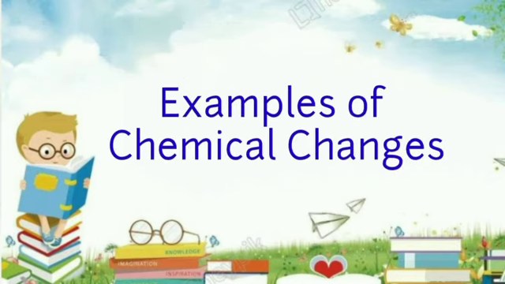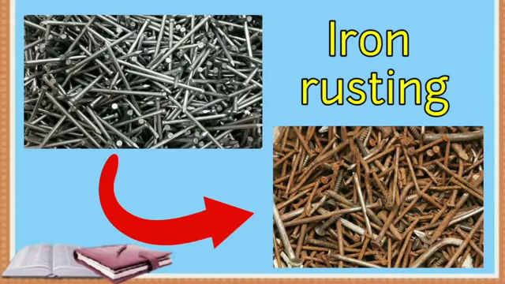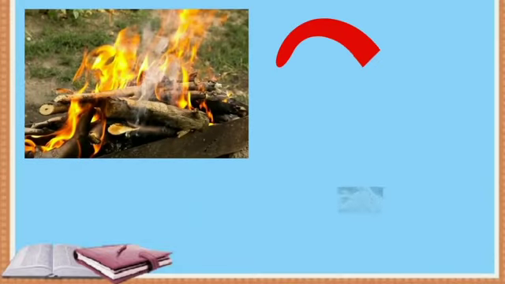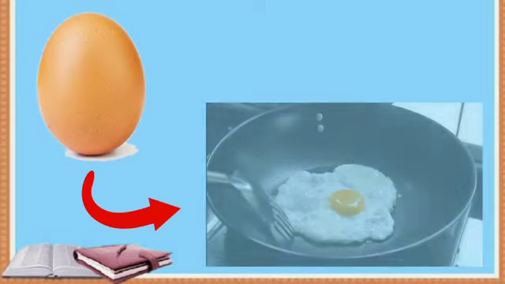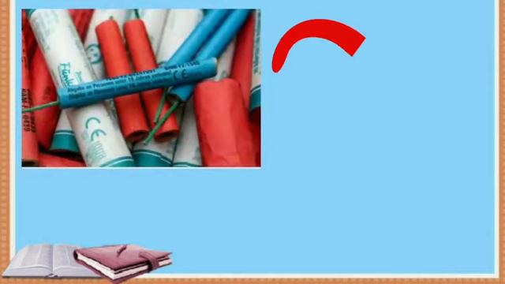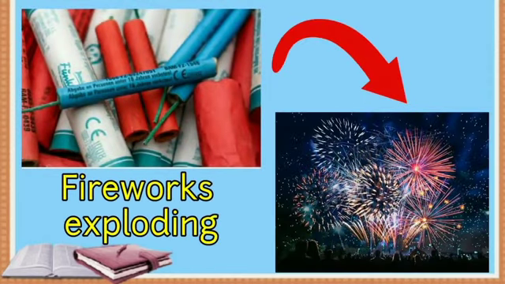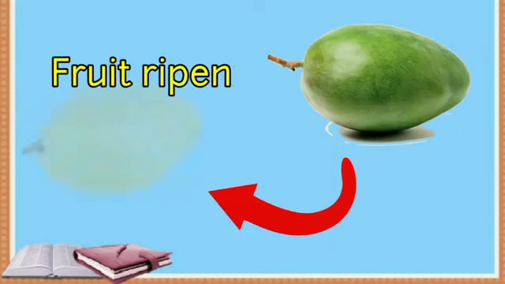Examples of chemical changes. First, we have iron rusting, burning firewood, frying an egg, fireworks exploding, and fruit ripening.